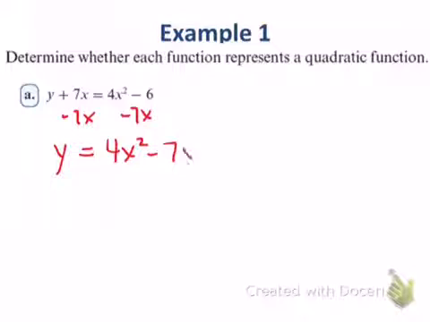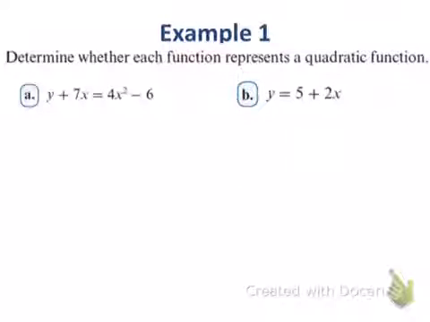So this is definitely a quadratic expression, right? What is my quadratic term? 4x squared. What's the linear term? Negative 7x. Remember, the sign goes with the number, and the constant here is negative 6. It's really not that difficult. Our lesson today is pretty straightforward.